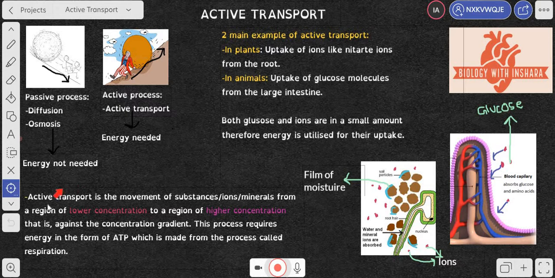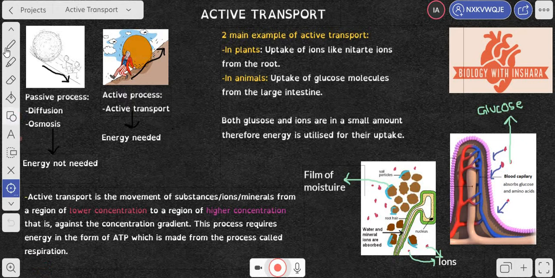What is active transport? Active transport is the movement of substances, ions, or minerals from a region of lower concentration to a region of higher concentration. That is, against the concentration gradient. This process, just like I've stated above, requires energy in the form of ATP, adenosine triphosphate, this is the full form, which is made from the process called respiration, happening in both animals and plants.